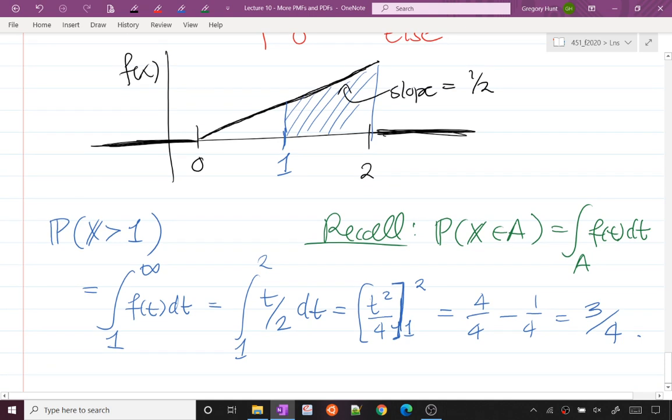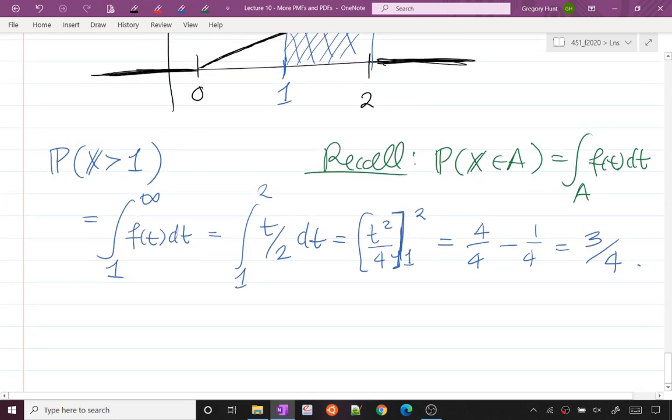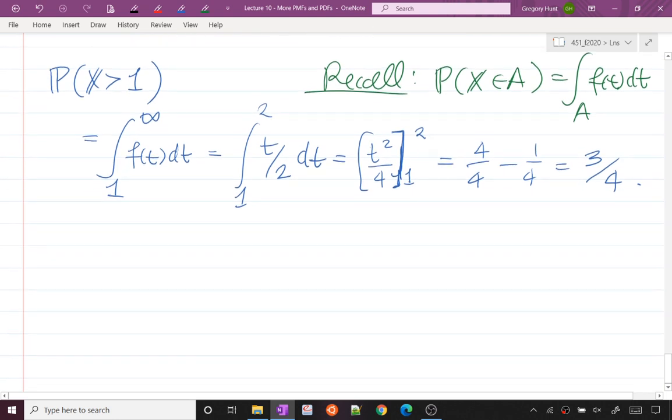And that's believable if I look at my picture here and I look at this shaded region. It seems to be about 3/4 of that triangle. It's believable. You could do the geometry and actually show that that's true. Okay.